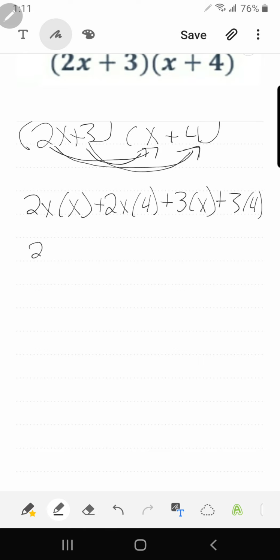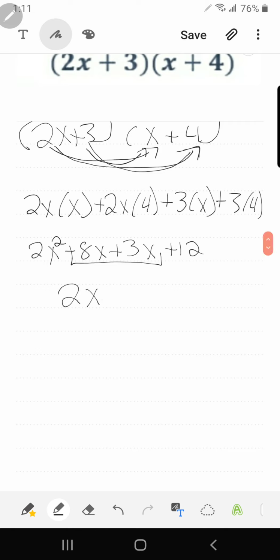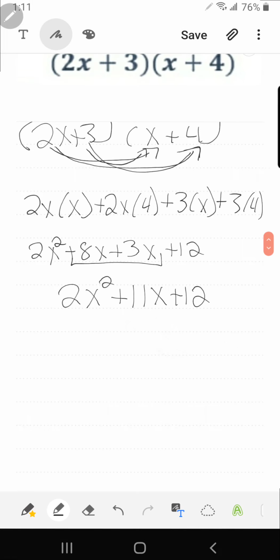2x times x is 2x squared. 2x times 4 is 8x. 3 times x is plus 3x, and 3 times 4 is plus 12. Again, combine like terms. Final answer, 2x squared plus 11x plus 12. Again, it does not matter which method you use, they both work. Oh, sorry, it flipped on me.